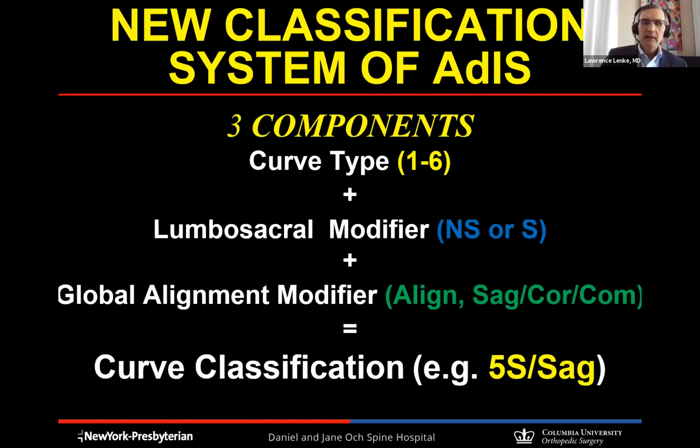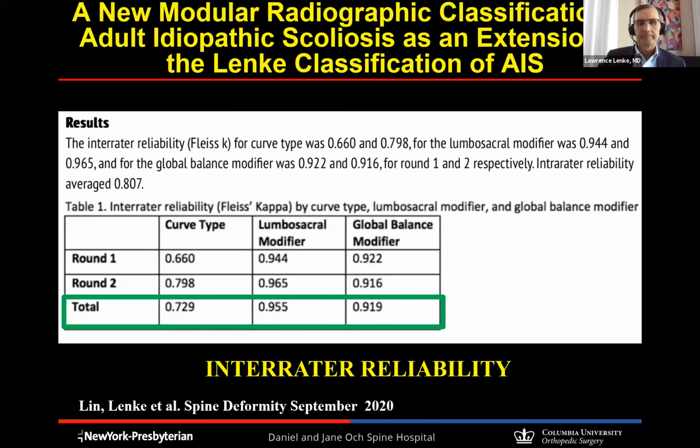There are 3 components. It includes the curve type, similar to the AIS system, but the 2 different modifiers are the lumbosacral modifier, non-structural or structural, and this global alignment modifier: aligned, sagittally malaligned, coronally malaligned, or combined malalignment. To make the complete curve classification, as an example, you can have a 5S/sagittal malaligned.